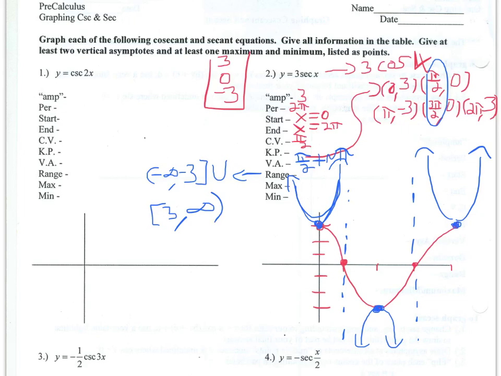Okay, so if you have any secant function, just change it to cosine. Get all your 5 key points like we've been doing for the last week and a half to 2 weeks. Then at all the maxes, parabolas, that's where it meets and goes up. At all the mins, the parabolas go down. At all these middle points right here, that's where you get your VAs.